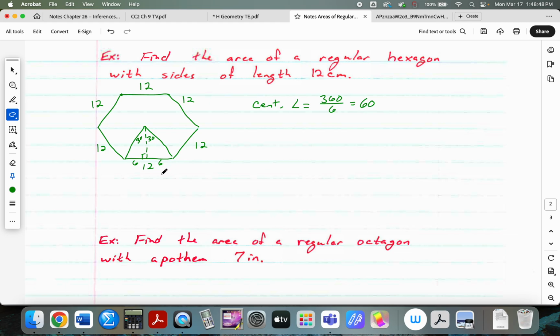In a 30, 60, 90 triangle, what do I have to do to the short leg to get the long leg? If the short leg is S, what is the long leg? Not by 2, that's the hypotenuse is 2S. Yeah, by the square root of 3. There you go. So this is going to be 6 square roots of 3.